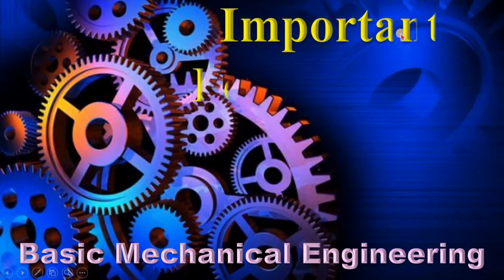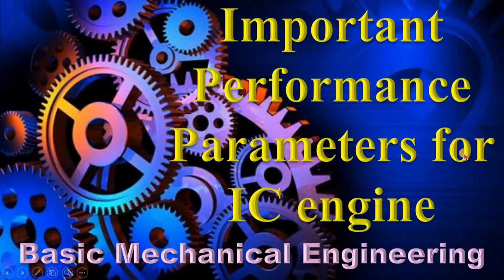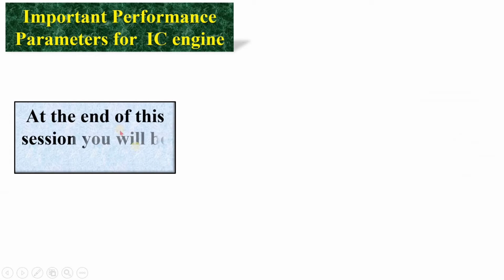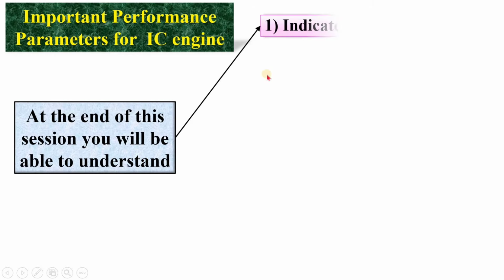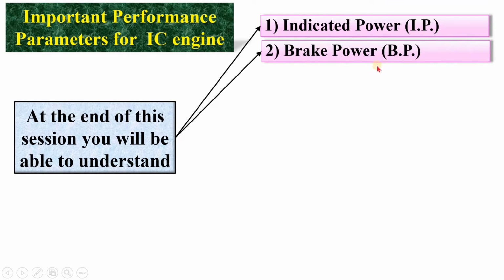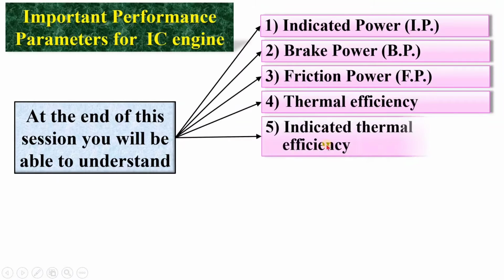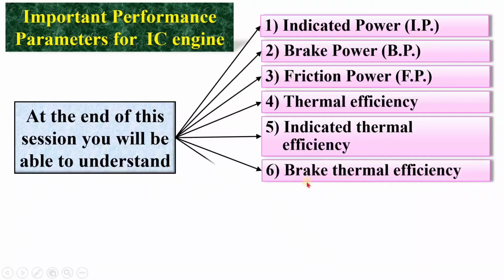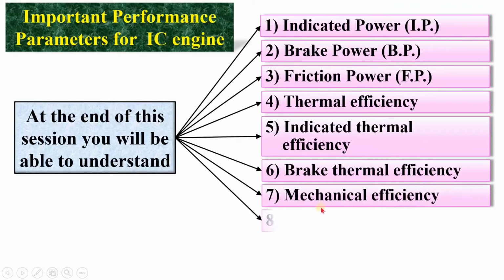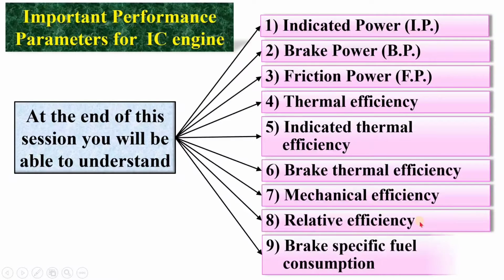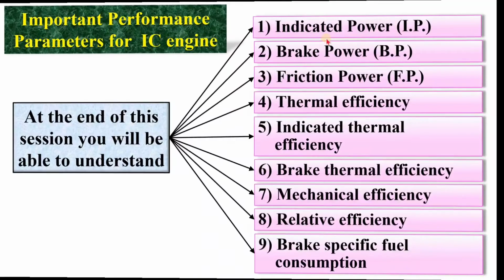Today I am going to discuss important performance parameters for the IC engine. So at the end of this session, you will be able to understand indicated power, brake power, friction power, thermal efficiency, indicated thermal efficiency, brake thermal efficiency, mechanical efficiency, relative efficiency, and at last brake specific fuel consumption. So let's see the first one, indicated power.